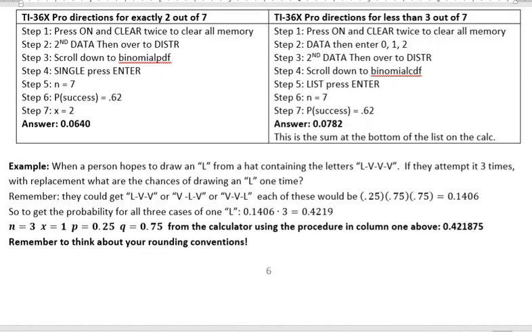Hi, it's Carly McAvoy. Today I'm talking about binomial probability distributions, and I wanted to do another example.